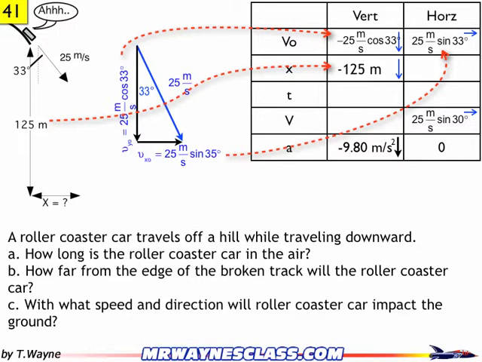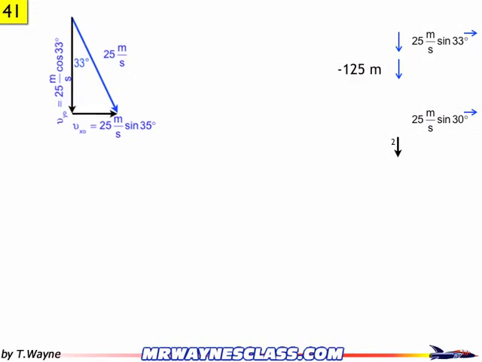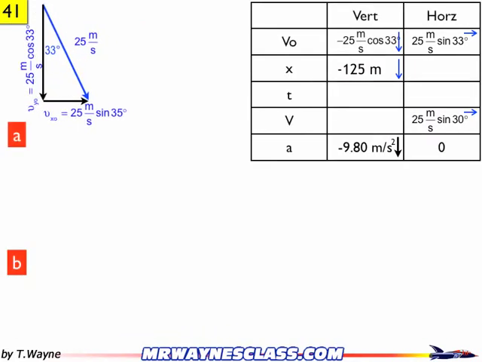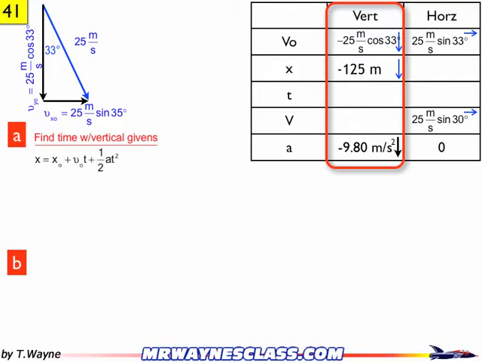Now, let's look at the questions. How long is the roller coaster in the air? So I'm going to find the time with just the vertical givens. And I'm finding it with the vertical givens because I have enough variables. I have 3 variables and I can find the 4th. Horizontally, I don't have enough variables to solve this. So I'll find the time with the vertical givens. That's going to say x is equal to x naught plus v naught t plus 1/2 a t squared. And I chose that equation because that matches the variables with the time in it.